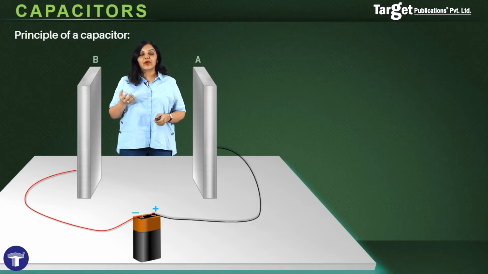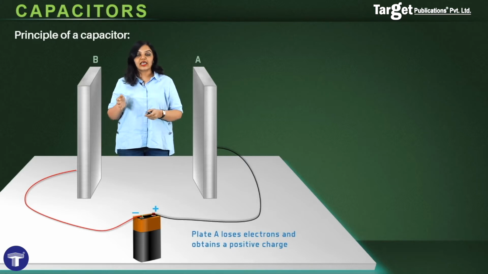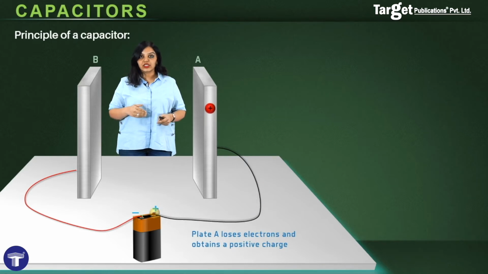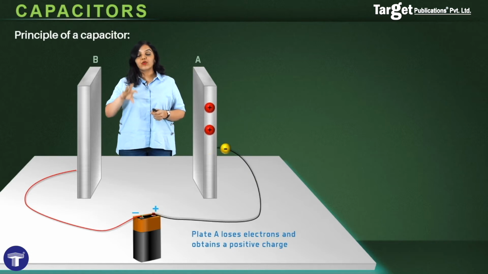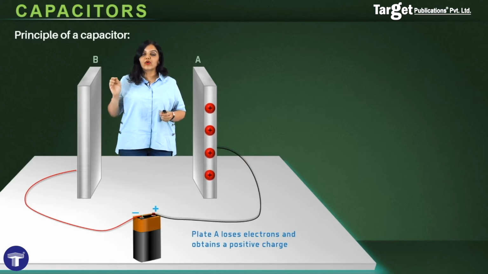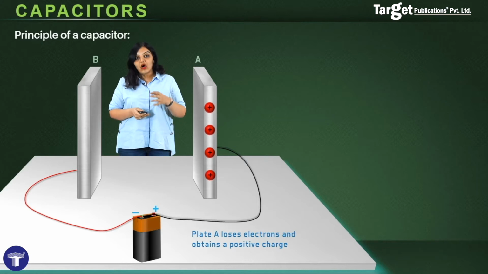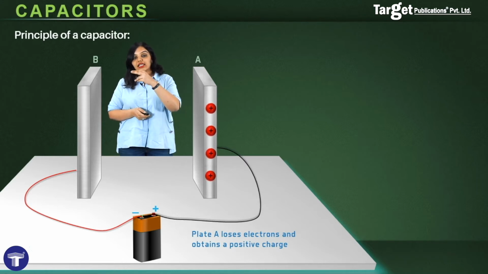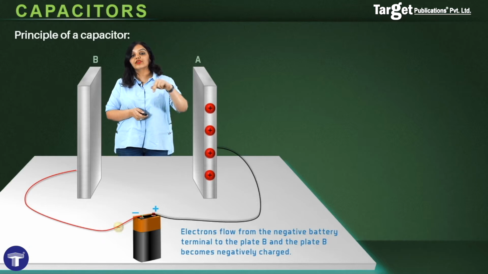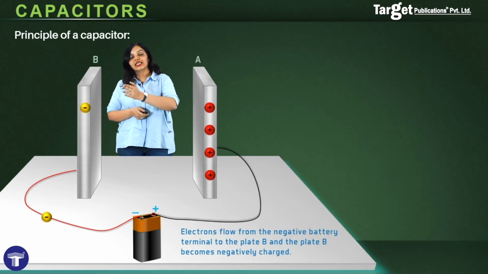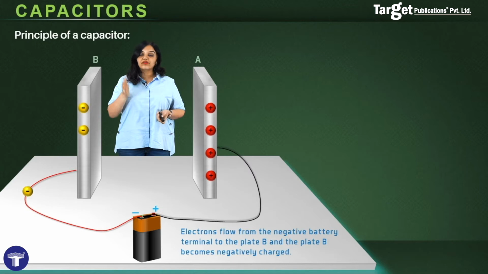Now it is obvious that when we connect the terminals of the battery to the plates, plate A will lose electrons and therefore it will obtain a positive charge. So slowly the electrons of plate A will get attracted to the positive terminal of the battery, and this will leave a positive charge on plate A because all the electrons have gone away from plate A. Now because plate A has a positive charge, all the electrons on plate B will be attracted towards plate A, and therefore the electrons from the battery also will start moving towards plate B because they are ultimately attracted by the induced positive charge on plate A.